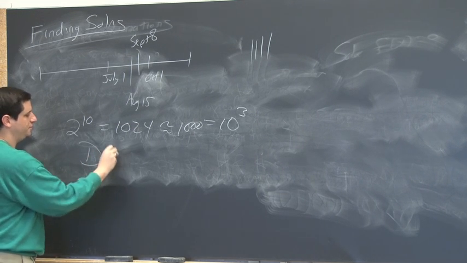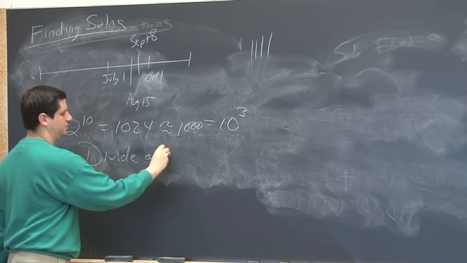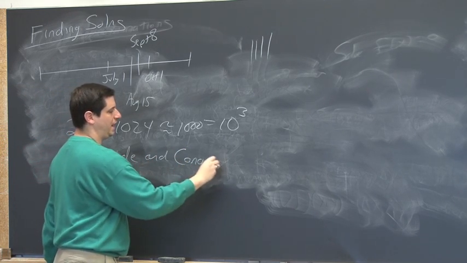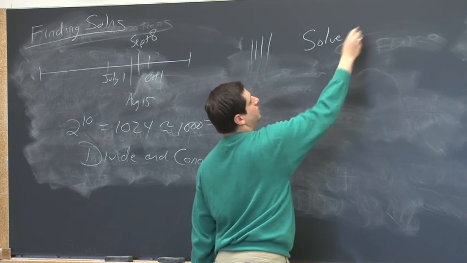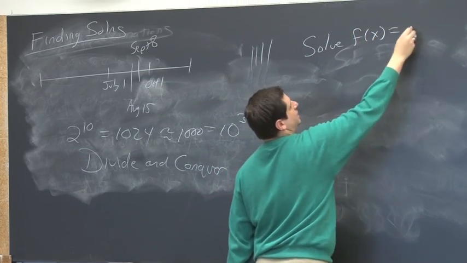So this method is called divide and conquer. It's one of the most powerful methods we have for finding things. So let's say we want to solve f of x equals 0.